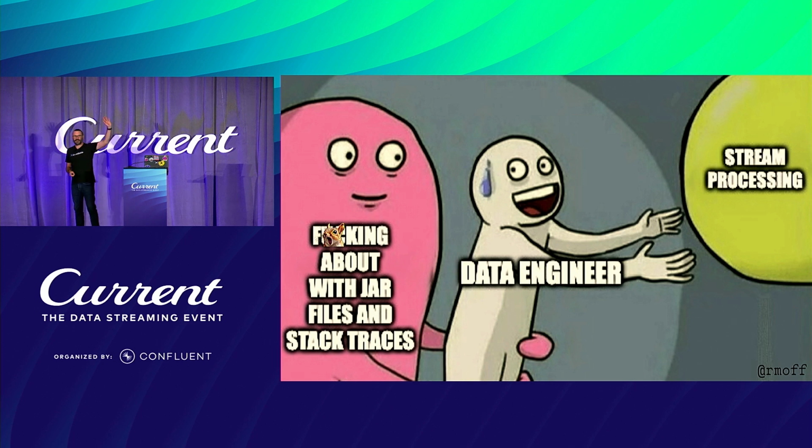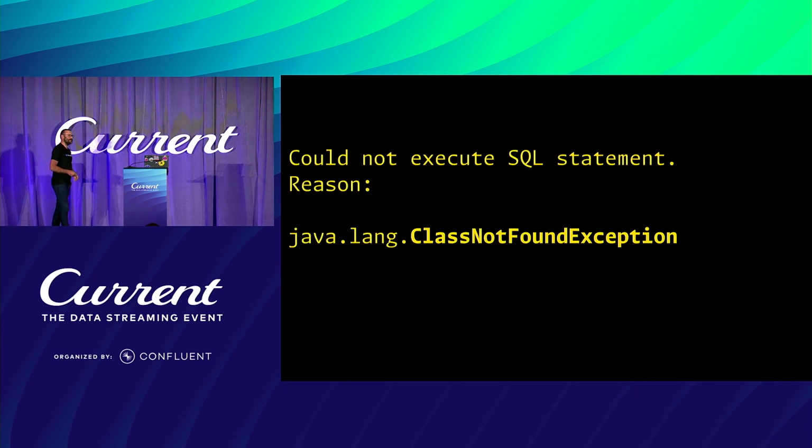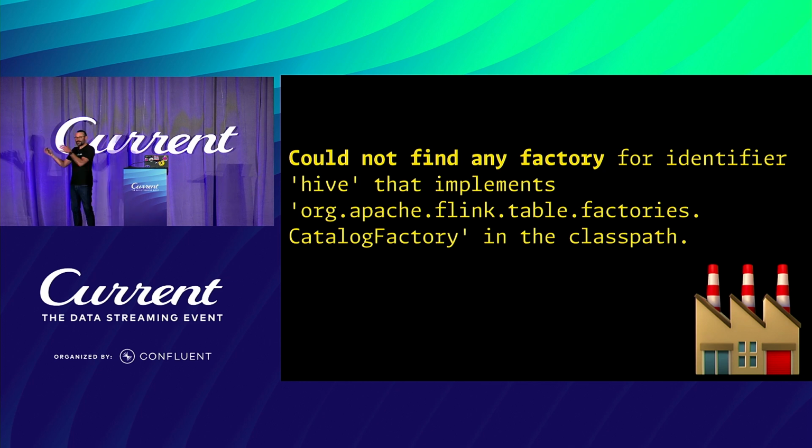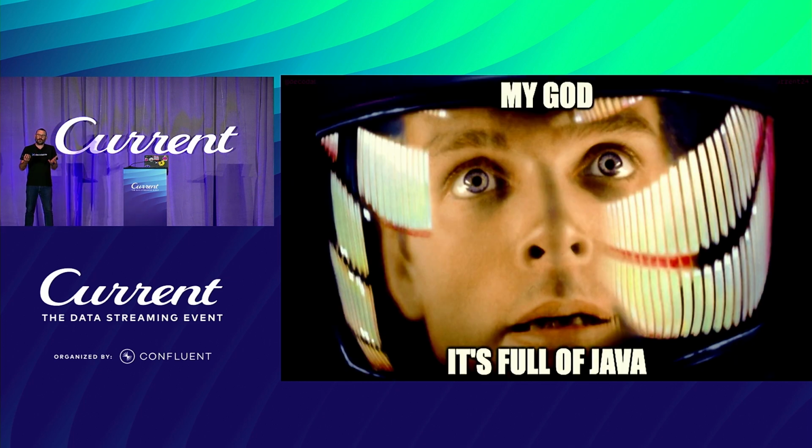So who's used Flink SQL? A handful? Who's never ever seen this message? Yeah. As you start using Flink SQL, you find out fairly quickly that it has its own special love language that it uses to the user. It has different ways of saying that it's not happy doing something. And that's because it's built around Java, and Java has these quirks.